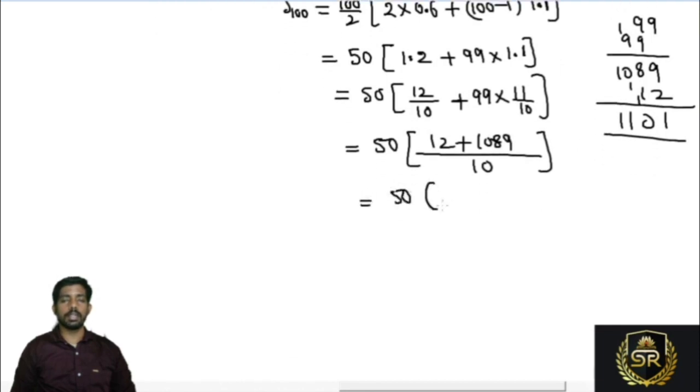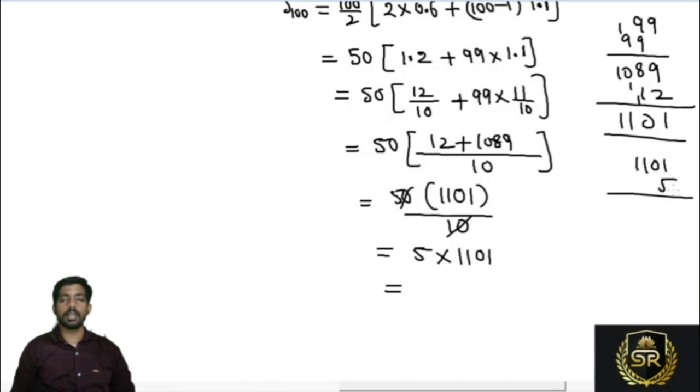So 50 into 1101, so 1101 by 10, so 0 cancel. So from here, 5 into 1101. If I multiply this 1101 into 5: 5 into 1 is 5, 5 into 0 is 0, 5 into 1 is 5, 5 into 1 is 5, therefore I can get the result 5505.